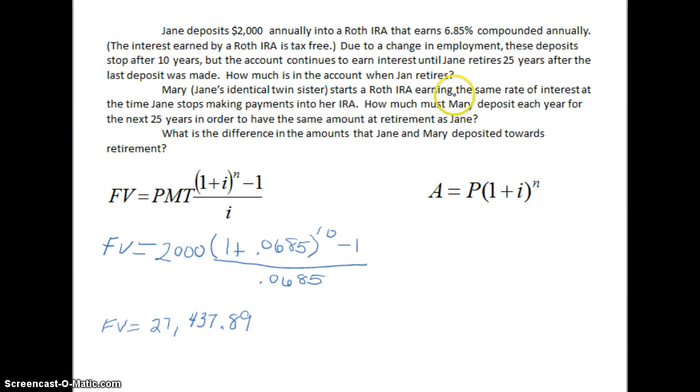Now, the next thing that happens in Jane's life is she's no longer contributing to the account, but it's still going to earn interest for another 25 years. So I'm going to go to the compound interest formula. It is compounded annually, and the principal, the investment, is this ending value when she stopped contributing to it as an annuity. So the amount in the account is equal to the principal, $27,437.89. In my parentheses, I have 1 plus my interest rate, which has not changed.